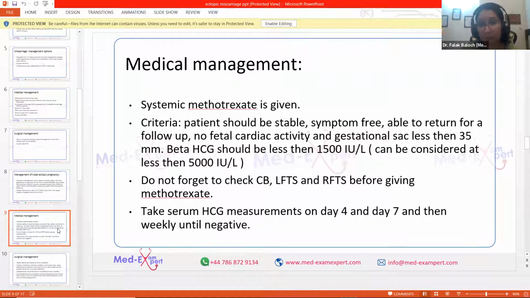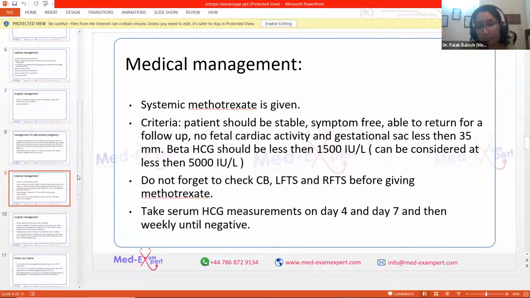Whenever we go for methotrexate, we must check full blood count, liver function test, and renal function test. The reason is methotrexate can cause hepatotoxicity, nephrotoxicity, and sometimes even thrombocytopenia. So we must check these labs before we give a patient methotrexate. Again, we have to monitor serum beta HCG levels on day 4 and day 7, and then weekly until they are negative. Again, we expect a fall of at least 15% between day 4 and day 7.